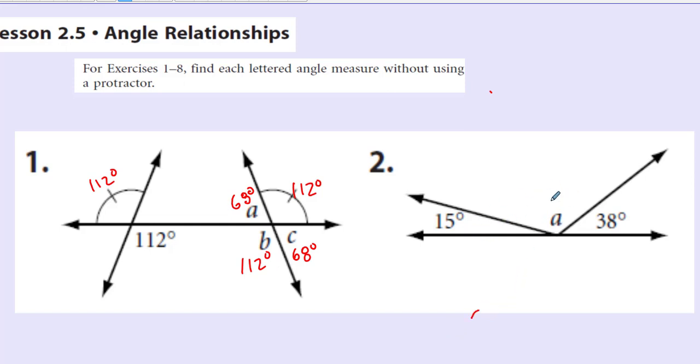For number two, all these together have to add up to 180 degrees. So we have 15 and 38. That gives 53. 180 take away 53 is 127. So A must be 127 because all together these have to be 180 degrees. Okay, let's look at the next ones.